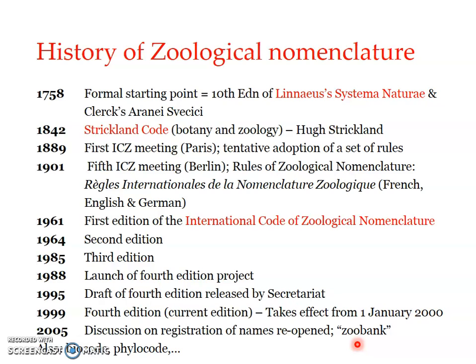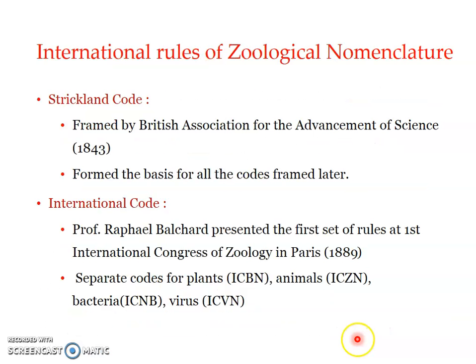Now, also came into being are the BioCode and the PhyloCode. BioCode is in general, and PhyloCode, for each branch we have a different set of codes. Okay, you can see the most important one, which was a turning point, is the publication of the Strickland Code, and then came up the International Code of Zoological Nomenclature. Now, the Strickland Code, as we have already mentioned, was framed by the British Association for the Advancement of Science in 1842, and it formed the basis for all the codes framed later.